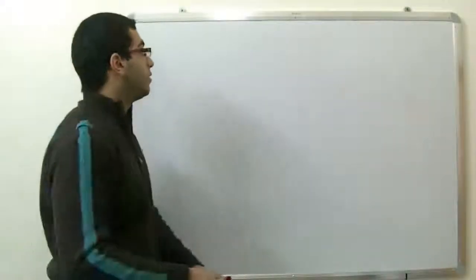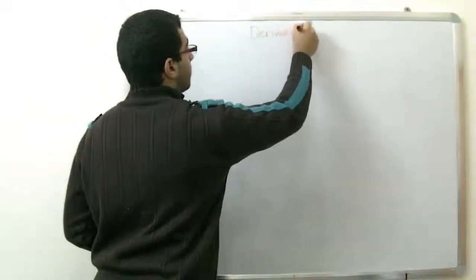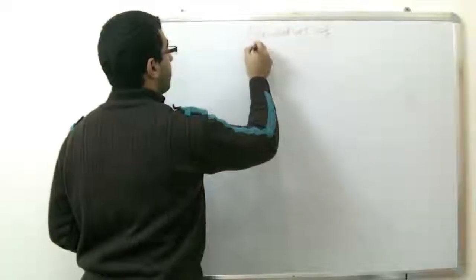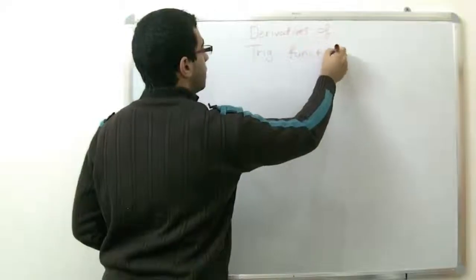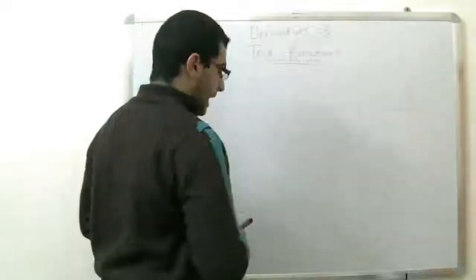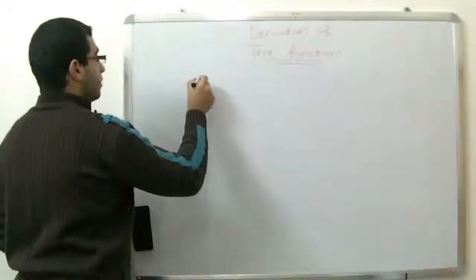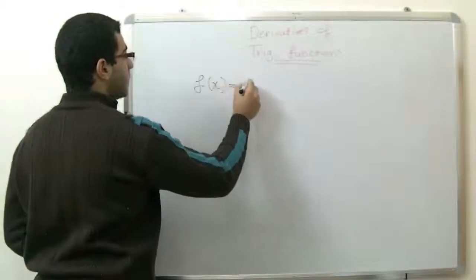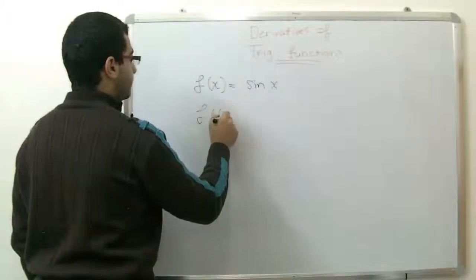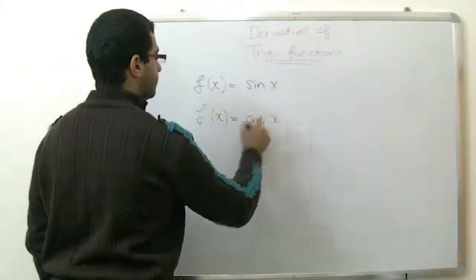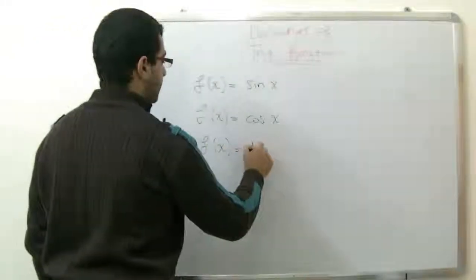Today we will talk about the derivative of the trigonometric functions. We have three rules which are very simple. First, the derivative of sine x, the derivative of cosine x, and the derivative of tan x.